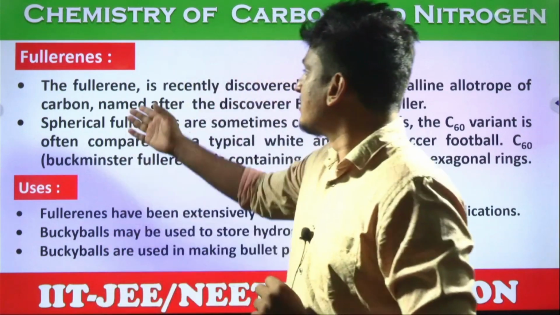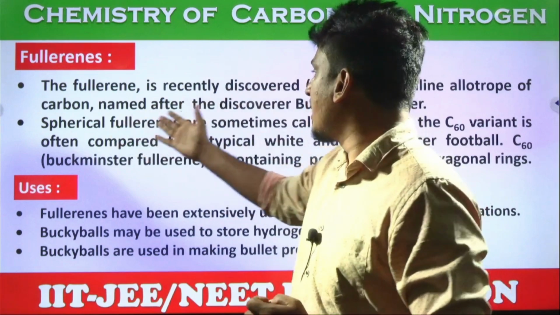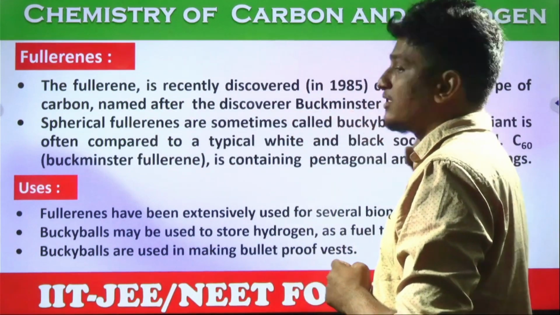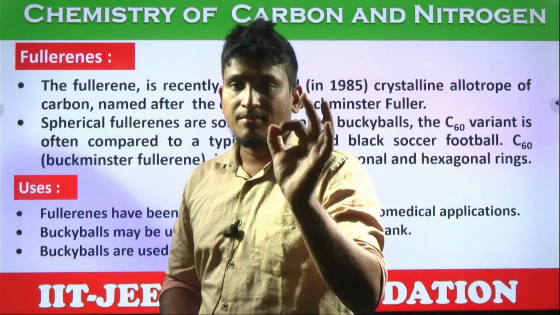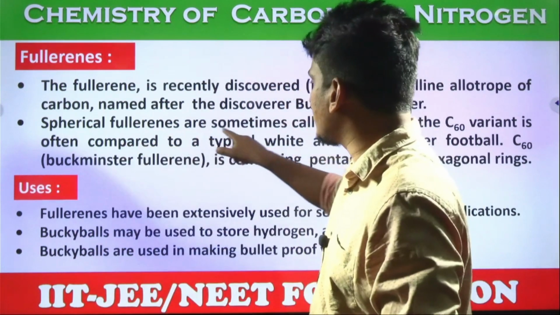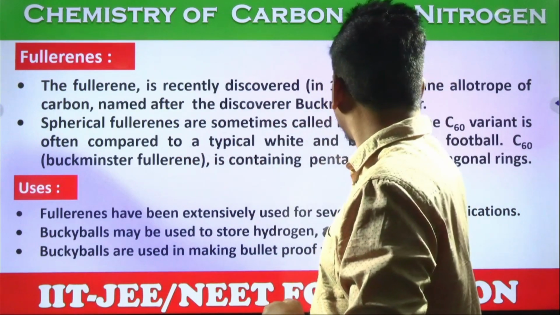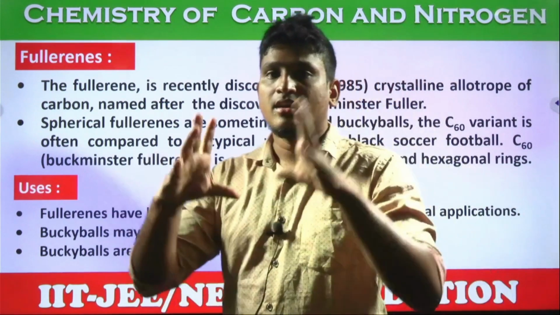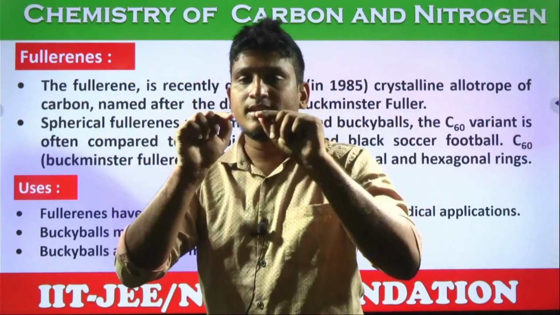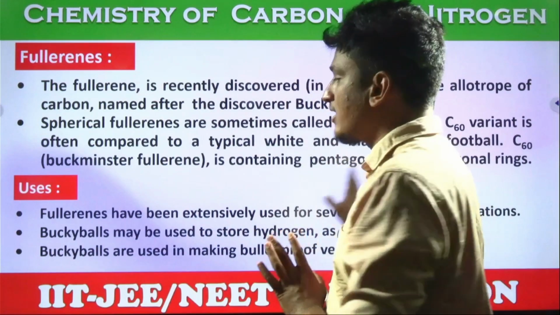Fullerene was discovered recently, in 1985. It is a crystalline allotrope of carbon named after Buckminster Fuller. Buckminster is an architect, and based on the architect, this compound is given the name. Spherical fullerenes are sometimes called buckyballs. The C60 variant is often compared to a typical white and black soccer ball. Like I said, the ball contains hexagonal rings and pentagonal rings. The same, C60 also contains pentagonal and hexagonal rings.